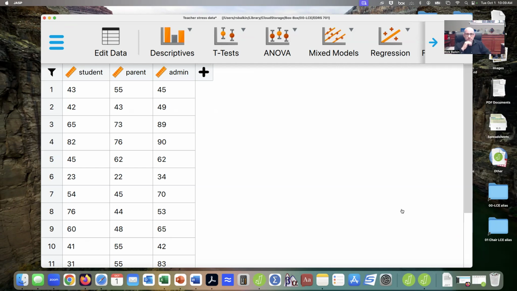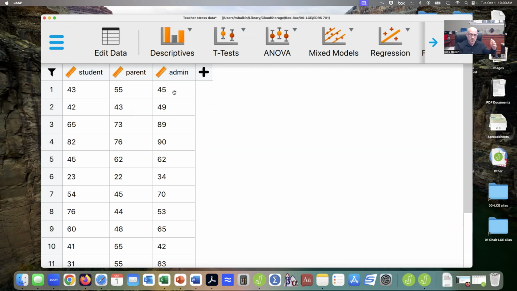But in this one, we're going to look at teacher stress in this data set. So what's being measured repeatedly? Teacher stress. But instead of it being across a temporal, like time passing, this is simultaneous. This is a teacher completing a stress inventory and asking the teacher, how stressed do you get with student issues? How stressed do you get with parent issues? How stressed do you get with administrative issues?